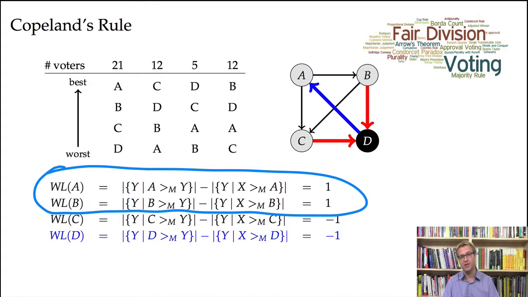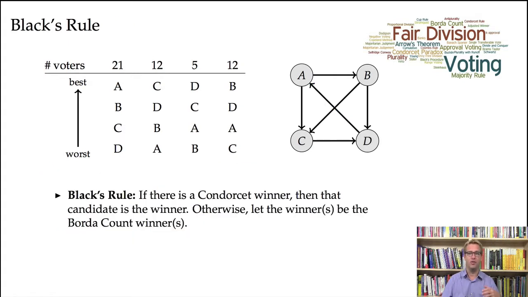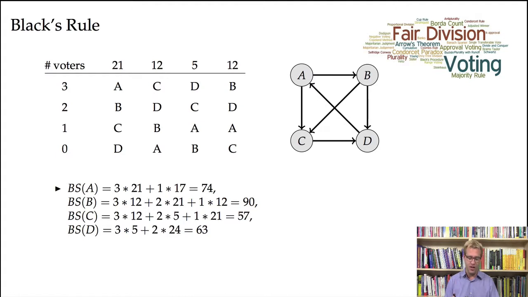Duncan Black proposed an interesting way of resolving the situation when there's no Condorcet winner. His idea is that you simply move to Borda count. So if there's no Condorcet winner, then Black's rule tells you to use Borda count to calculate the winner. We won't go through those calculations here. You might want to pause the video and make sure that these calculations are correct. But we can see that B ends up with the highest Borda score. So according to Black's rule, B will be declared the winner.